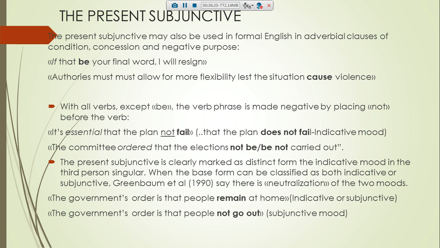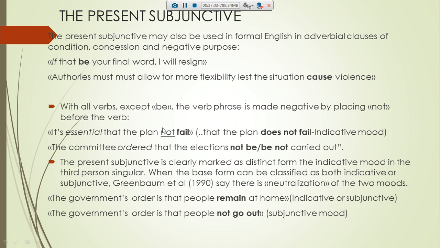The present subjunctive may also be used in informal English in adverbial clauses of condition. So not only subordinate noun clauses, direct object, but also adverbial clauses of condition, of concession, or of negative purpose. For example, if that be your final word, I will resign. That's an adverbial clause of condition. If that be, if that is. Or negative purpose. Authorities must allow for more flexibility lest the situation cause violence. Negative purpose. Instead of causes, you use the base.